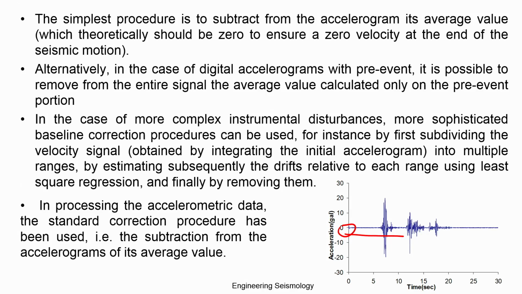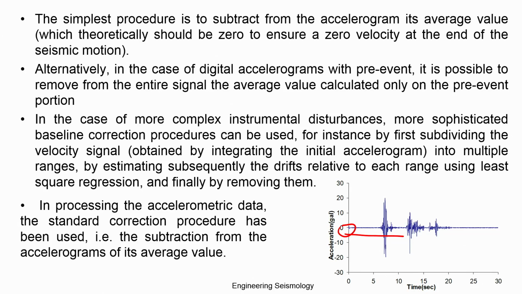For example, you want data from 0.005 G. If you fix a pre-event of 5 seconds, then any value before 0.005 G, 5 seconds of record will be retained. Similarly, if you say post-event 10 minutes, it will retain 10 minutes of record. So that is the pre-event and post-event. In the case of a digital record with the pre-event, it is possible to remove the average value calculated only on the pre-event from the entire signal. The pre-event is supposed to be horizontal and 0; if it is not, that value can be taken as an error in the station, and applied to the digital record to get baseline corrected data.